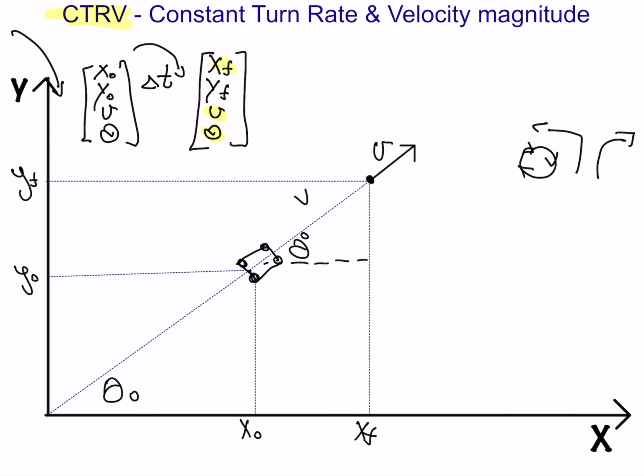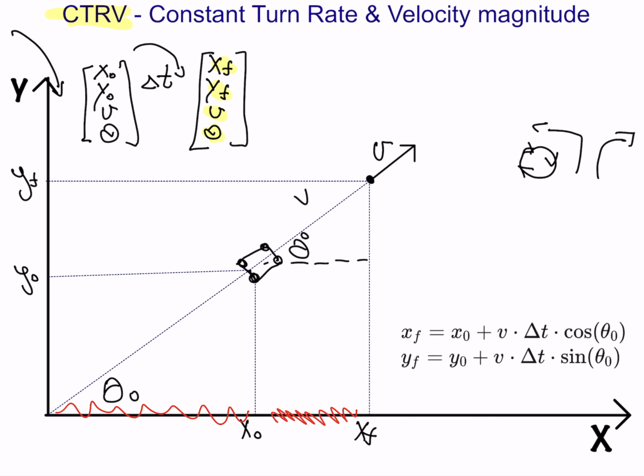And now we have x final and y final. So basically x final equals x initial or x0 plus this part over here. And y final equals y0 plus this part over here. So again, we have x final equals x0 plus v times delta t times cosine of theta. Now, it is very important to bear in mind that these very simple equations cannot be described using the original Kalman filter. Why? Because both the sine and the cosine functions are nonlinear.